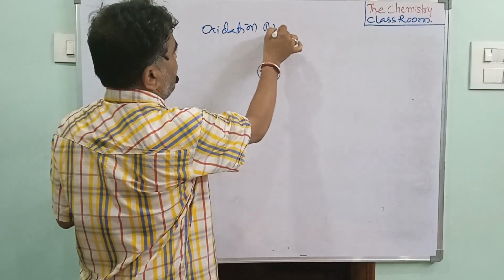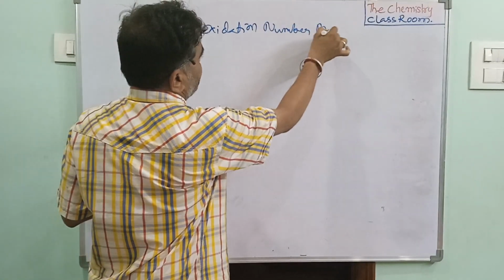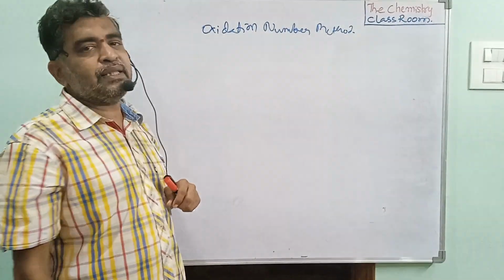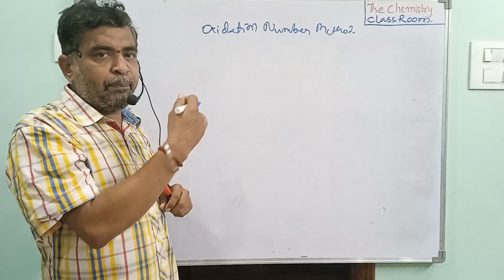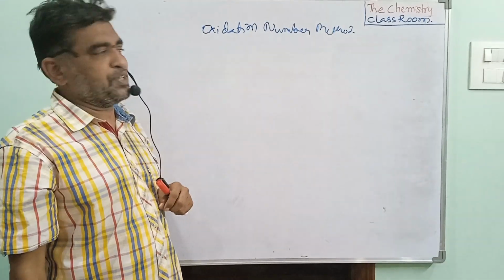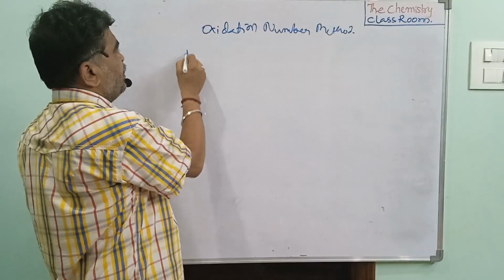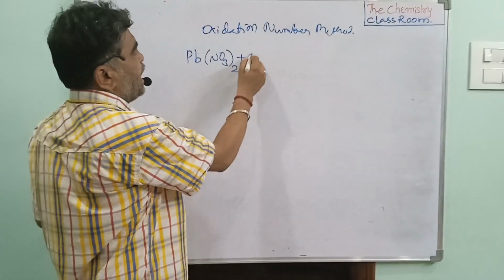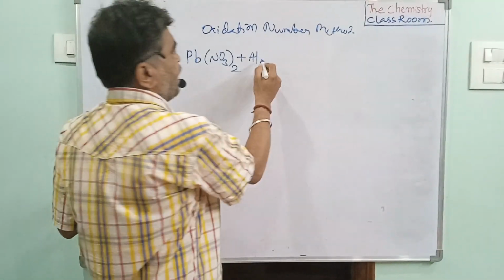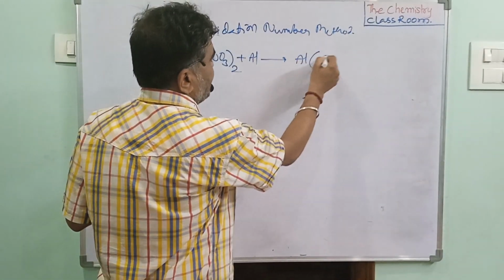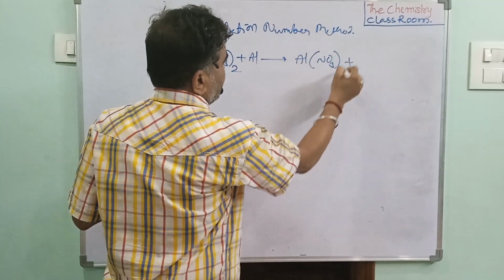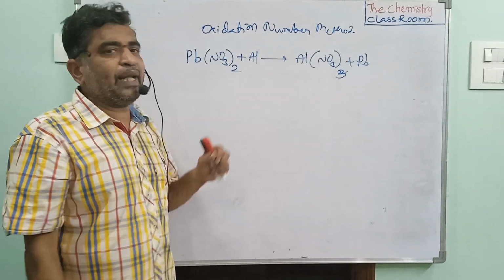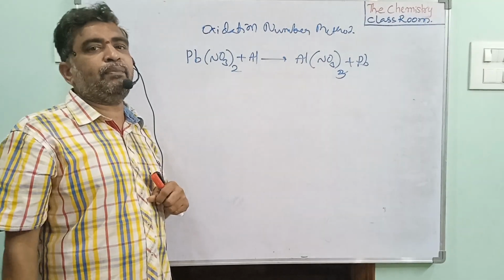So with the oxidation number method, we can balance the equation. How are we balancing? We need some steps, step by step, to balance the equation. For example, here one compound is there, lead nitrate. It is reacted with aluminium. So what happened here? Aluminium nitrate is formed and the lead is precipitated. It is one example for the oxidation number method.